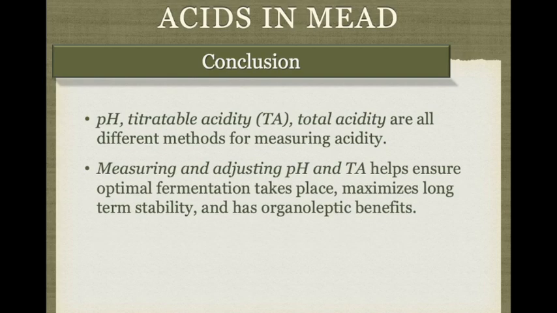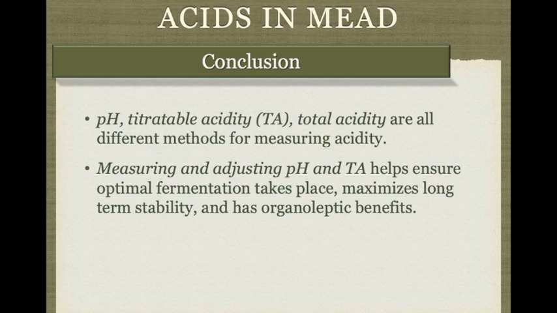Some of the reasons why we measure and adjust pH and titratable acidity: it helps keep the pH within the desired range so that optimal fermentation will take place. It manages the long-term stability of our mead. It helps keep the molecular sulfite within the desired range of 0.8 milligrams per liter or more. And then acidity also has organoleptic benefits in regards to appearance and flavor.